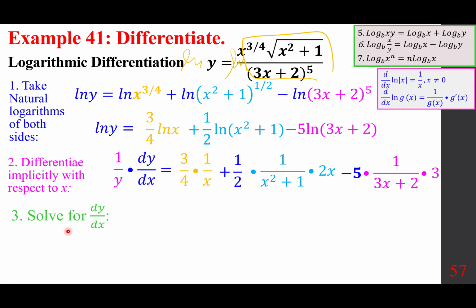Solve for dy/dx, and this is done right here as far as calculus is concerned. So to solve for dy/dx, here's what you do. First of all, this is 3 over 4x. This one, so this one is 3 over 4x. What about this one? This 2 cancels out this 2, so we have x over x squared plus 1.